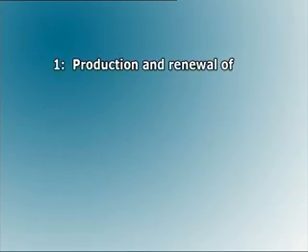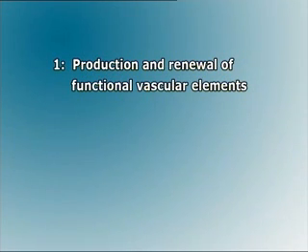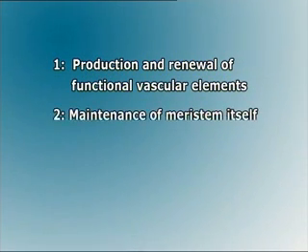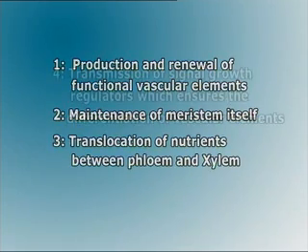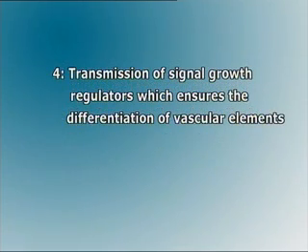Catesson 1994 described 4 possible roles of cambium. Number 1, production and renewal of functional vascular elements. Number 2, maintenance of meristem itself. Number 3, translocation of nutrients between phloem and xylem. Number 4, transmission of signal growth regulators which ensures differentiation of vascular elements.